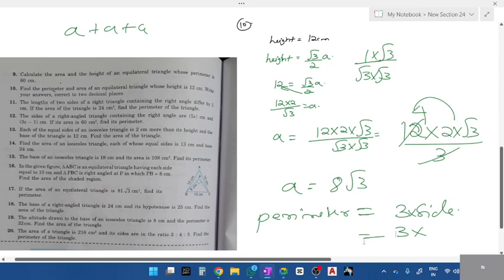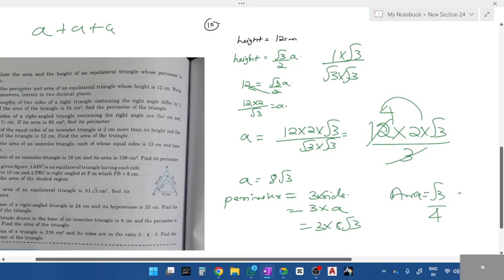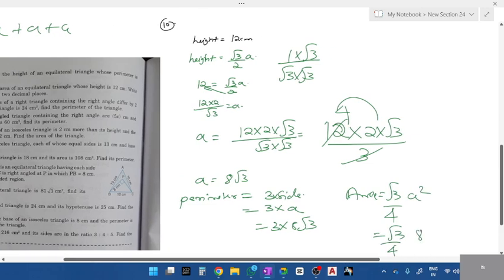Don't write the first answer yet; later you all can try. Okay, 3 into side, right? Nothing but 3 into A. Now, what is the area formula? Root 3 by 4 into A square. So what is A square here? Root 3 by 4 into 8 root 3, the whole square. Is this clear? All of you understood?